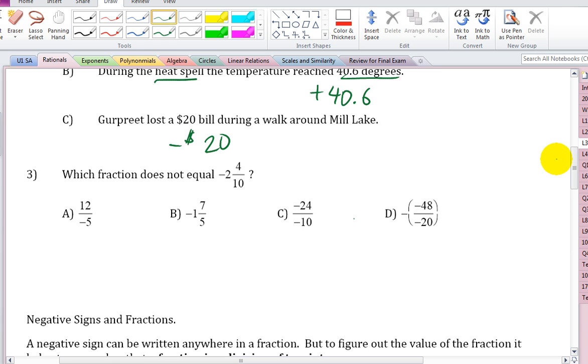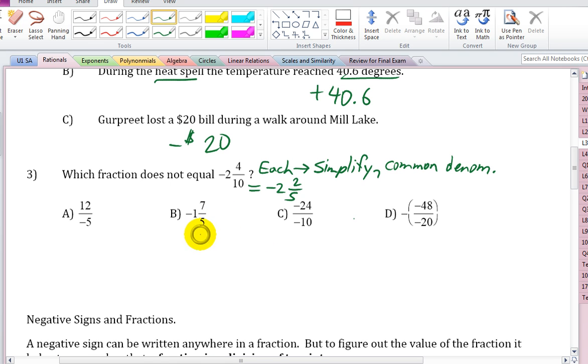Which fraction does not equal -2 and 4/10? So what we want to do here for each one, for each fraction, you want to simplify. Okay. And you want to get a common denominator. So we're working on our fraction skills, not our calculator push button skills. Okay. So first of all, let's simplify -2 and 4/10. What does that one equal? -2 and 2/5. Okay.